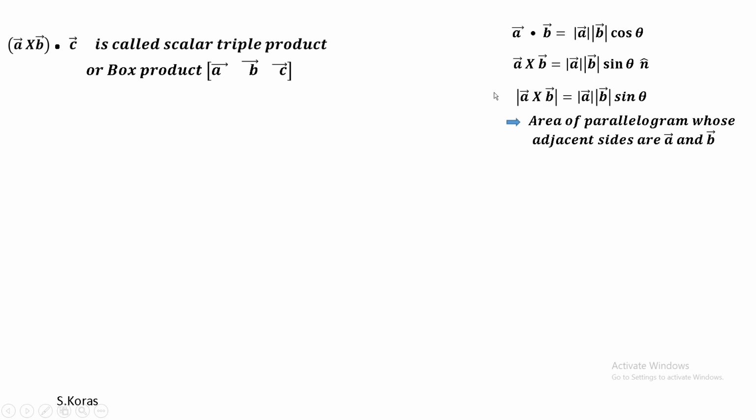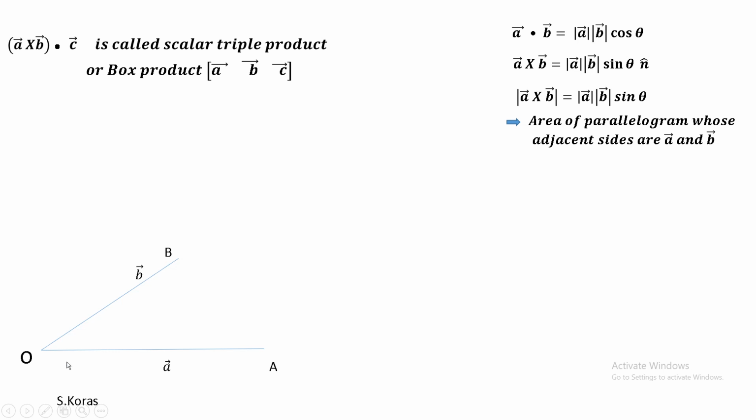Keeping all these things in mind, let us try to find the geometrical meaning of a cross b dot c. First of all, let us find what a vector cross b vector is. For this let us draw a diagram. Let this be our O, and this is our a vector. Now let us draw b vector again from the same point O. Let us consider this point as capital B, and O to B is our b vector.